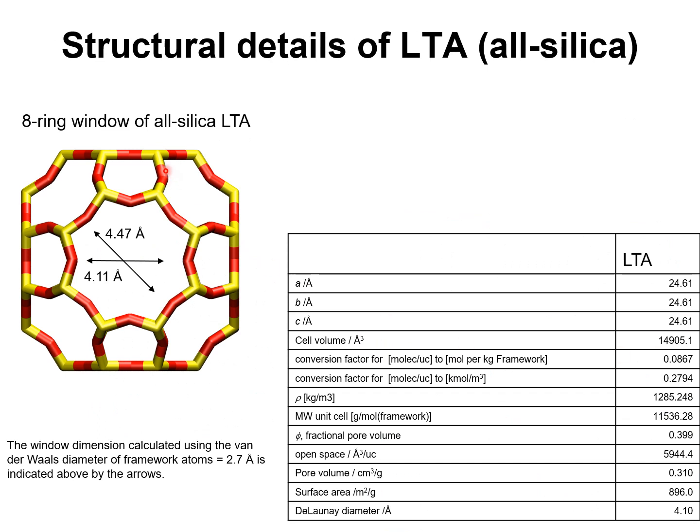The window dimensions of all silica LTA zeolite are shown here: 4.1 angstrom in this direction and 4.5 angstrom in this direction. This table provides further structural details such as the unit cell dimensions, the framework density, the pore volume, and the surface area.